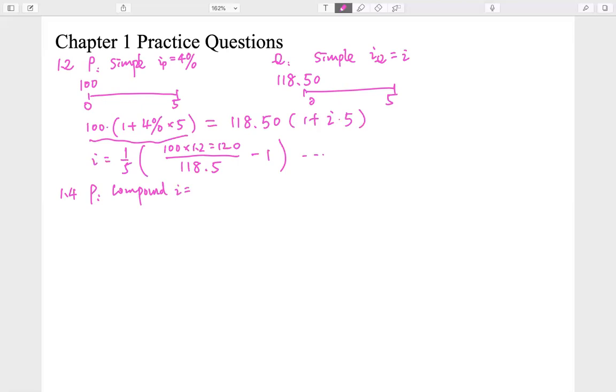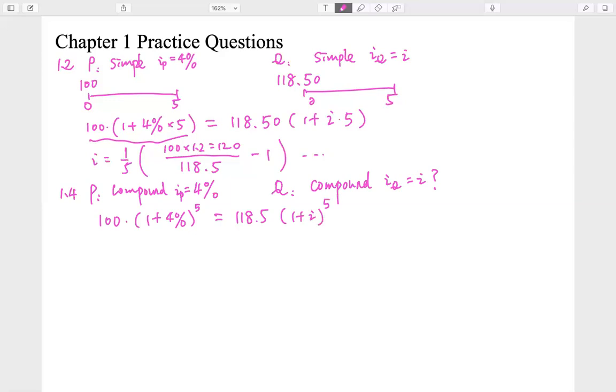Compound interest rate, 4%. So let's also use IP. We have a second fund, fund Q. Similarly, it is also compound interest rate. We don't know the rate yet. Everything is the same number, the same 5 years. So now we do this, 1 plus I, which is 4%, to the power of 5, equals 118.5 times 1 plus I to the power of 5.